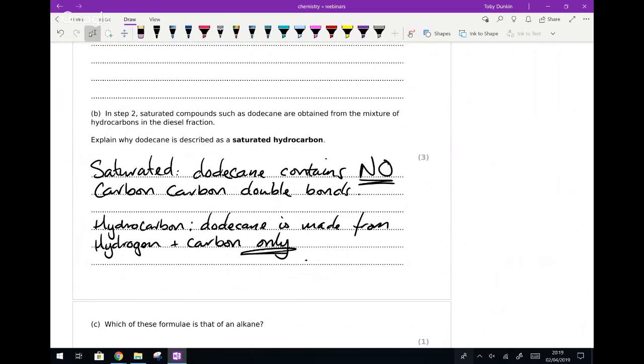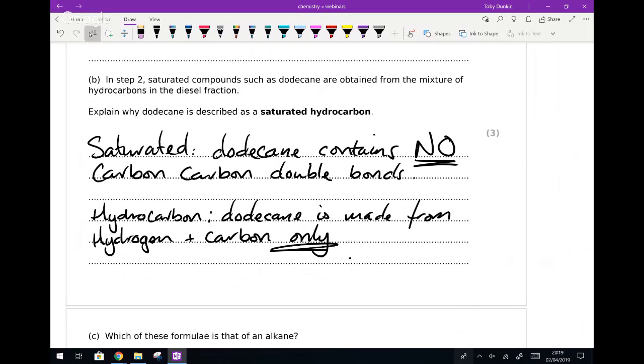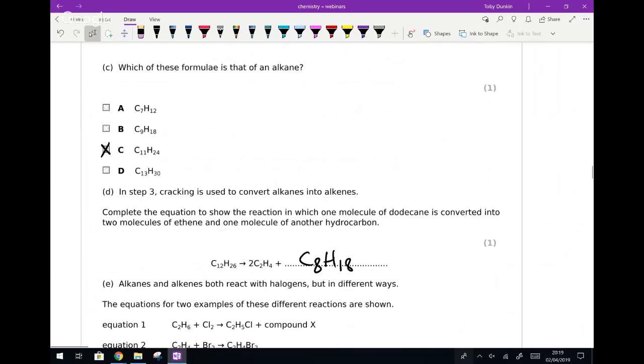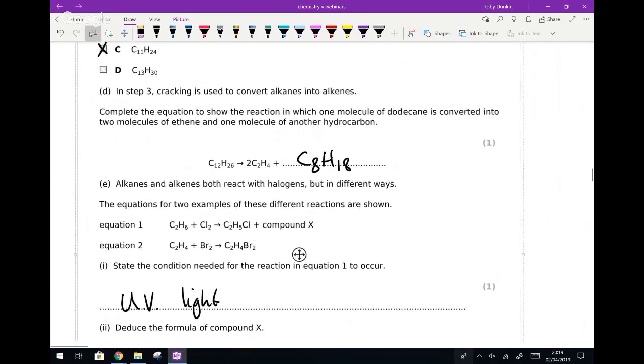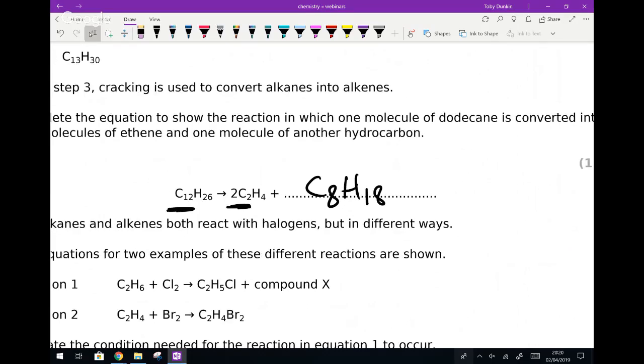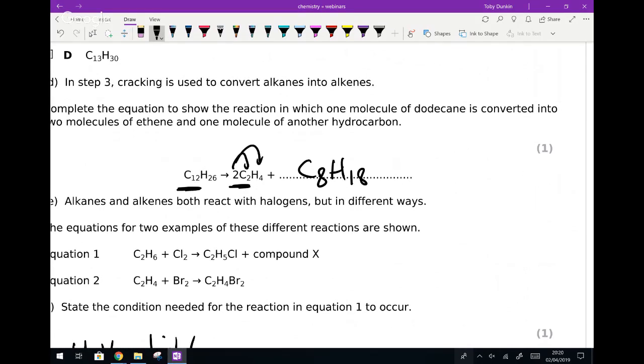Explain what is meant by the term saturated hydrocarbon. Three marks. Saturated: dodecane contains no carbon-carbon double bonds. Hydrocarbon: it is made from only carbon and hydrogen. For the alkane formula, double the carbons and add two. This was quite a nice one. They gave you 12 carbons, and four had been spat out. You just had to add up all the rest, four C's and eight H's, take them away from the originals and get your product.